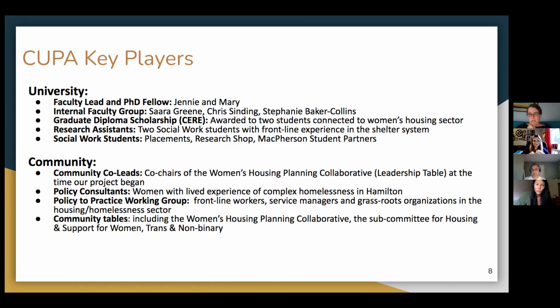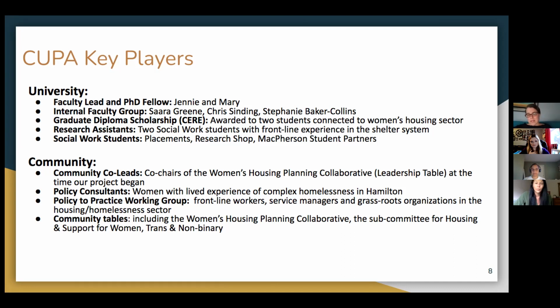We hired 2 policy consultants, and these are both women with fairly recent lived experience of complex homelessness, who work with us on our small project team and advise every step of our work. We also have a policy to practice working group, which I'll talk about a bit more on the next slide, which is comprised of people who work on the ground, either in organizations or in grassroots mobilizing efforts, who we consult with and who advise us on our work.